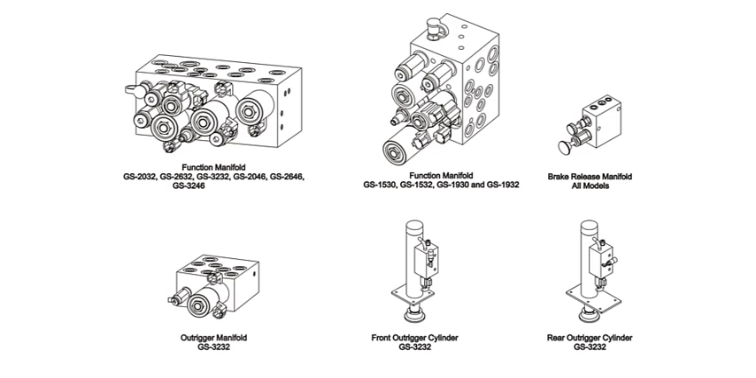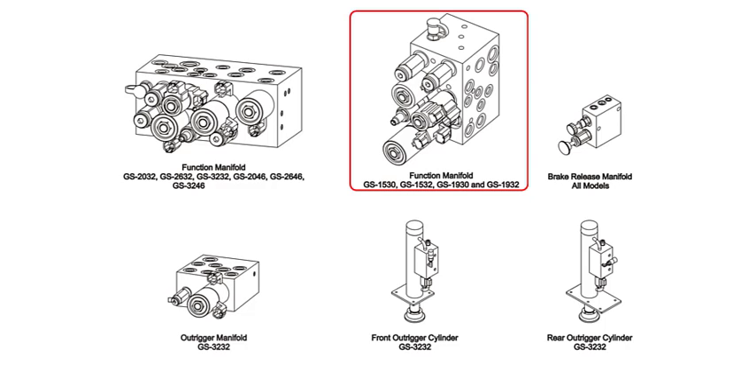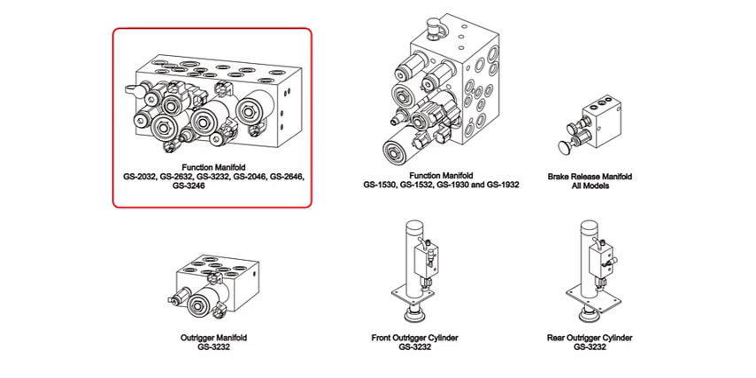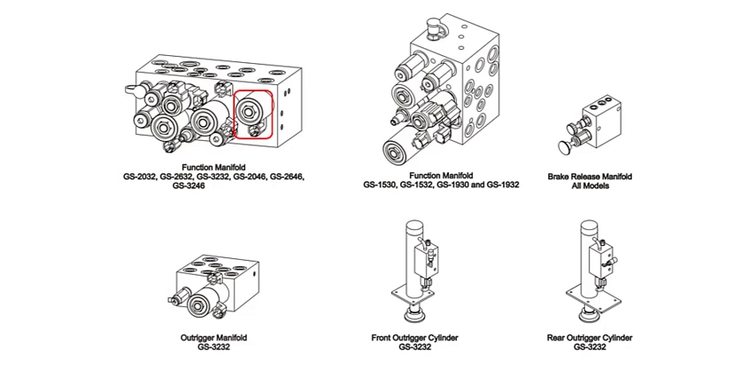2 function manifolds are used on DC scissors products. 1 function manifold is used on the GS 1530, 1532, 1930 and 1932. Other larger models including GS 2032, 2632, 3232, 2046, 2646, 3246 and 4047 use a similar function manifold, with the addition of a solenoid-operated valve used to switch between low and high drive modes. Both manifolds are responsible for functional control of lift, drive and steer functions.